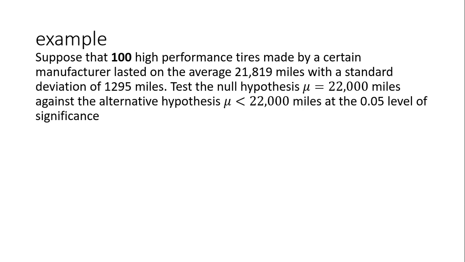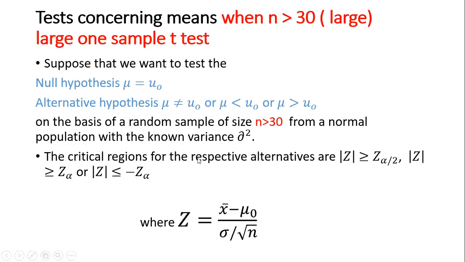This implies that we are going to use a Z test. You need to look at the null hypothesis, the alternative hypothesis, and the level of significance, or alpha. So we test the null hypothesis H naught: mu is equal to 22,000, with the alternative H1: mu is less than 22,000. To determine the critical region, we use negative Z alpha, since it is facing the negative side. That's okay.